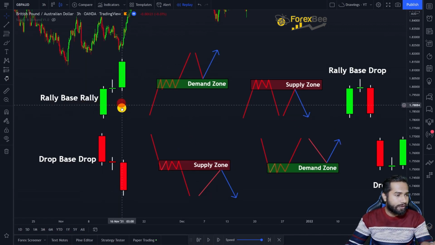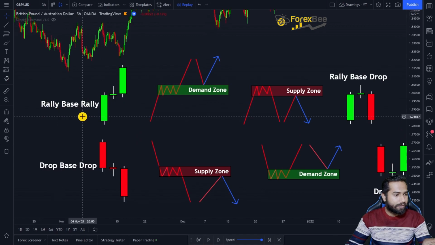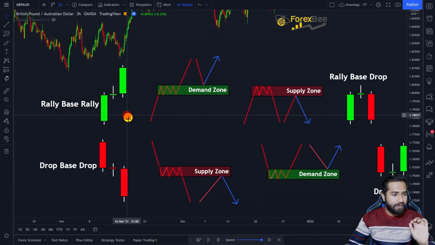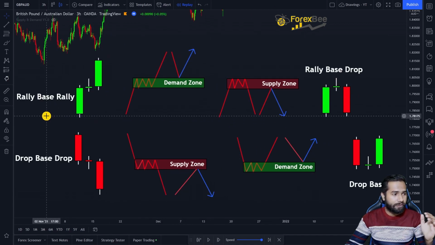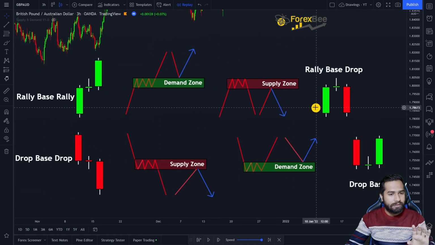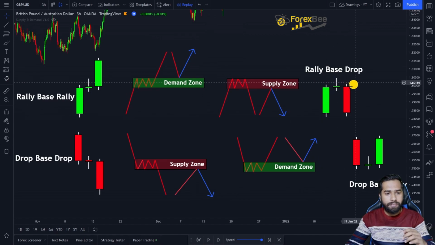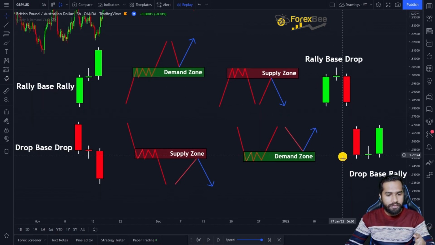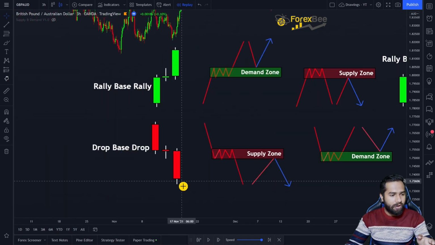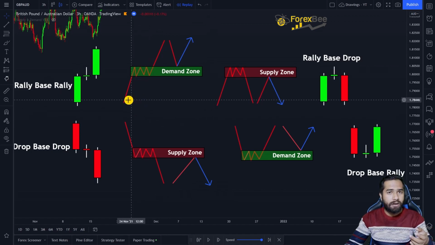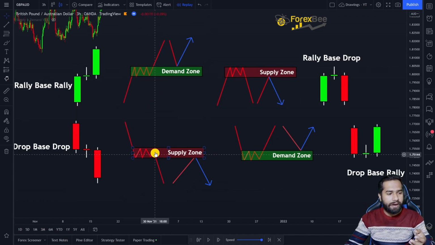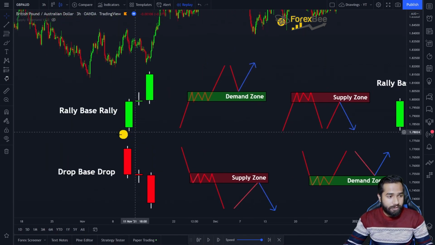First of all, here you can see that this one is the rally base rally demand zone. Now, there are 4 types of zones. The first one is the rally base rally demand zone. The second one you can see here is the rally base drop supply zone. The third one is the drop base rally demand zone, and the fourth one is the drop base drop supply zone. Now, as I just said, at a demand zone there are a lot of people who are willing to buy, and at a supply zone there are a lot of people who are willing to sell. So first of all, let's talk about the demand zones.